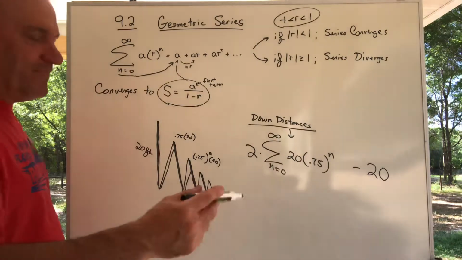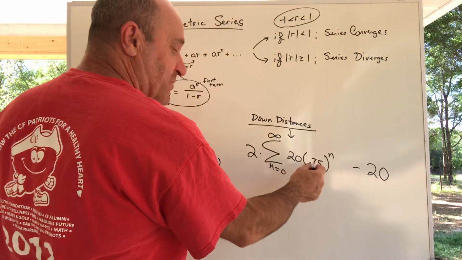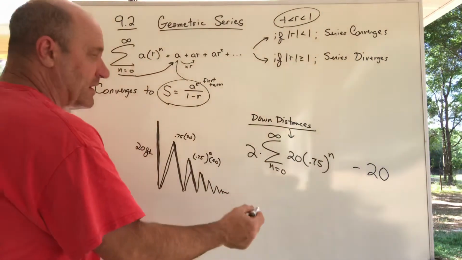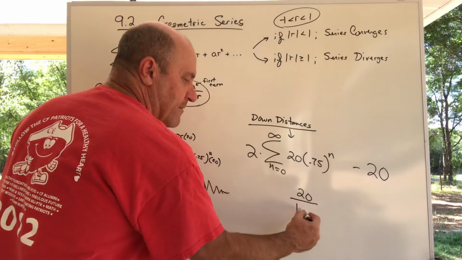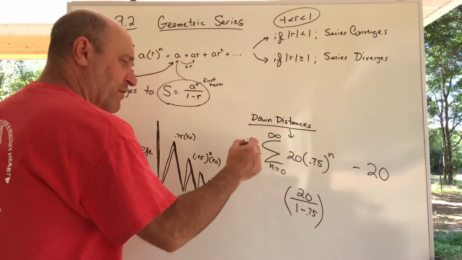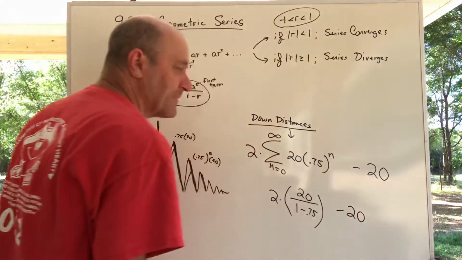Well, it is a geometric series. It does converge. R is 0.75, but what does it converge to? We can use our little formula here. It converges to the first term, 20, over 1 minus 0.75. That's what it converges to. I'm going to multiply that by 2, and then at the end I'm going to subtract 20.